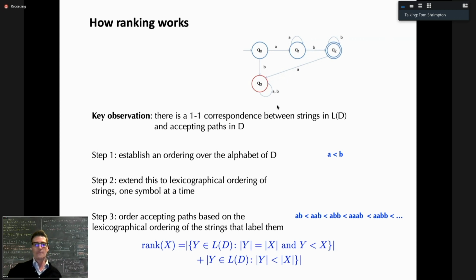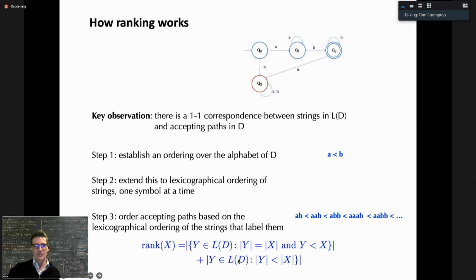So for example, the strings in the language are going to be the labels of all the accepting paths in this DFA. The smallest such path is AB. So AB. Then the next one is AAB, right? Now there is another path that's of length 3, which is ABB. But lexicographically, AAB is less than ABB. So you can make an ordering, lexicographical ordering, based on the accepting paths.